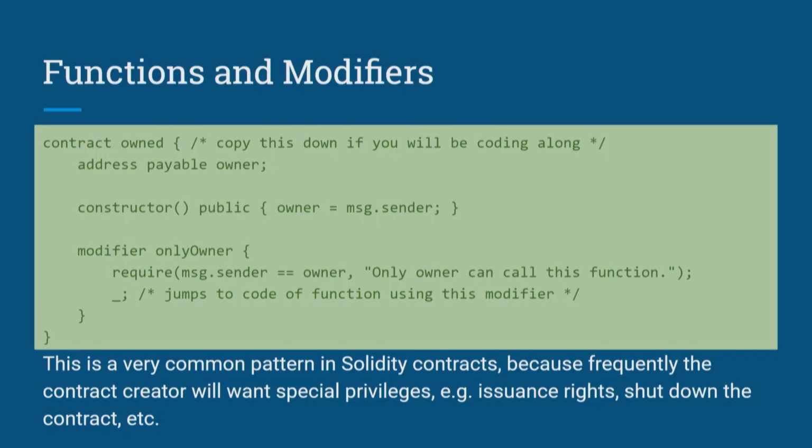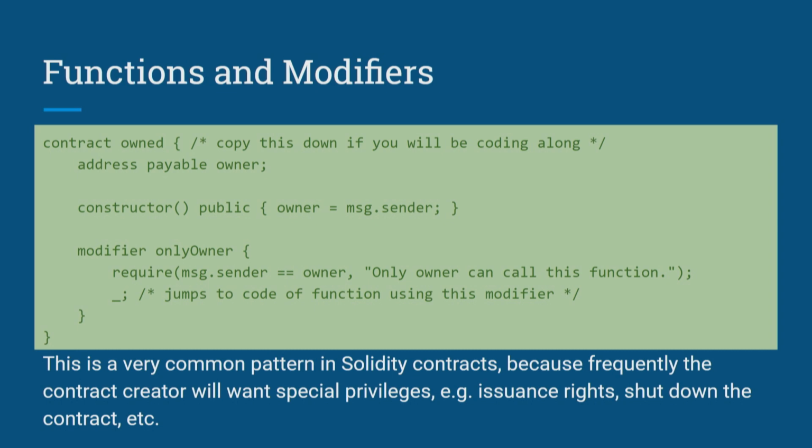And so this modifier here, it's not a function. It looks kind of like a function, but it's actually something you can attach to other functions. And what it'll do is it'll first run your normal code, which in this case is making sure that the person who sent the transaction is the owner, the person who created the contract in the first place.